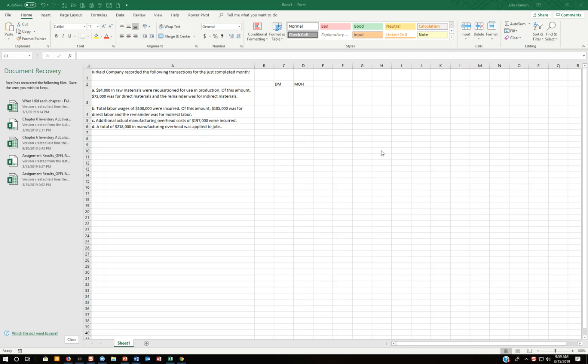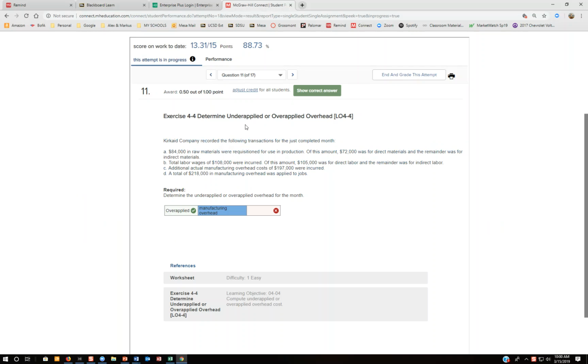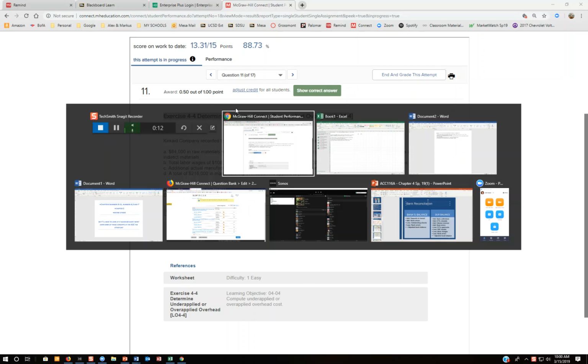E4, question number 11. It looks something like this. Exercise 4-4. Where do we find underapplied and overapplied?